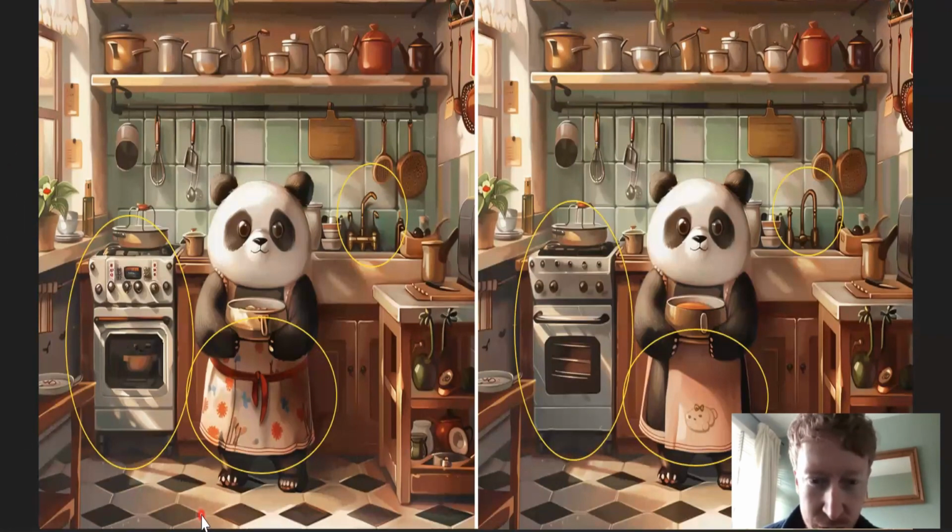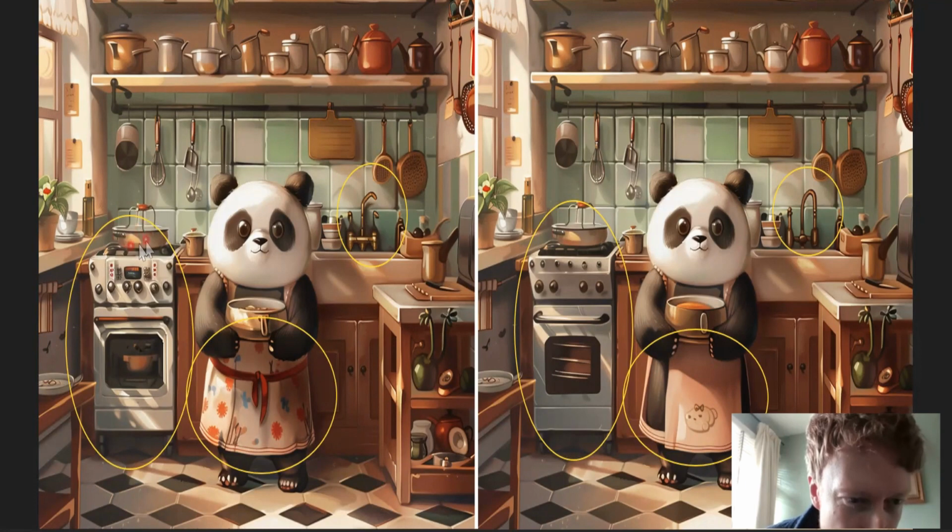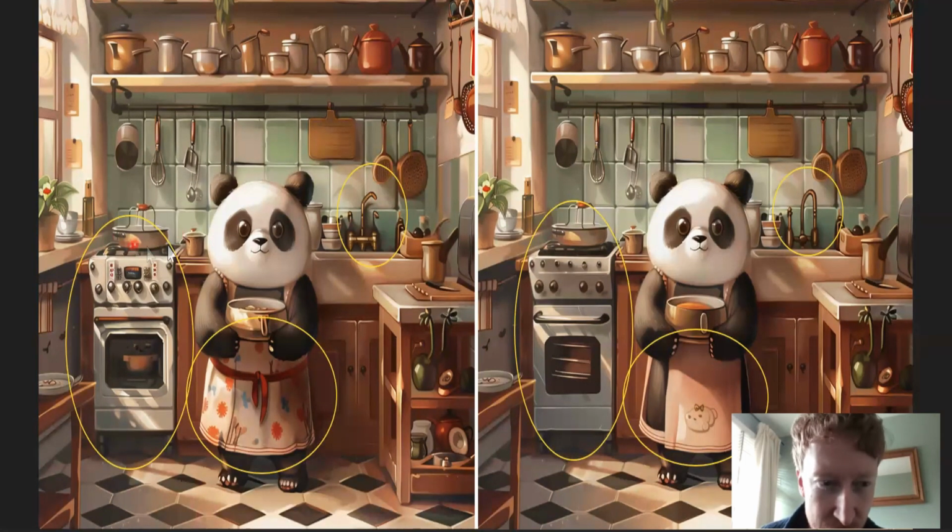Okay, so what else is different here? The stove is the same in both pictures. In both pictures, the stove has maybe a cooking pot or maybe a frying pan on top of it. So there's no difference with the stove. So what is the last difference? This is hard. Okay, I've seen it.